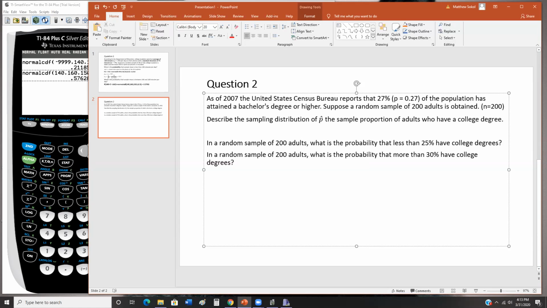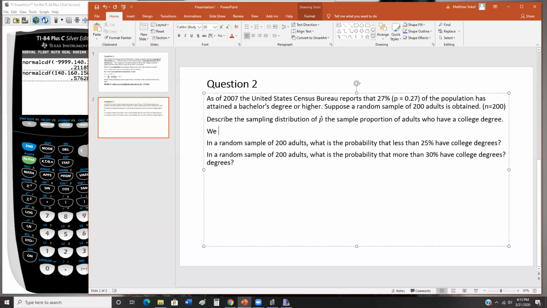So on and so on. And we're going to compute the sample proportion of people who have a college degree. Now in 200 people, it might not be exactly 27% who have a college degree because this is just a random sample of 200 people. So sometimes when we call 200 people, we're going to get a value above 27%. Sometimes we call 200 people, we'll get a value below 27%. So describe the sampling distribution of p hat here, the sample proportion of adults who have a college degree.